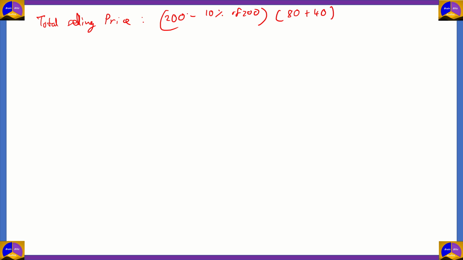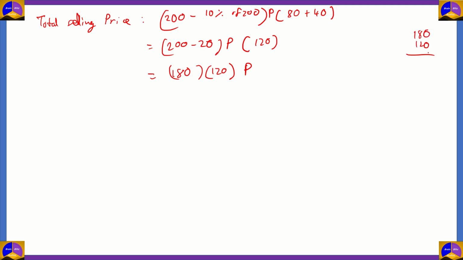kilograms. Now remember, this 200 minus 10% of 200 is multiplied by p, again, since we have to stick with that constant. Now 10% of 200 is obviously 20, so 200 minus 20 times p times 80 plus 40, in this case, gets you 120. So 200 minus 20 gives you 180 times 120 times p. So it'll be 180 times 120. You can do that multiplication.